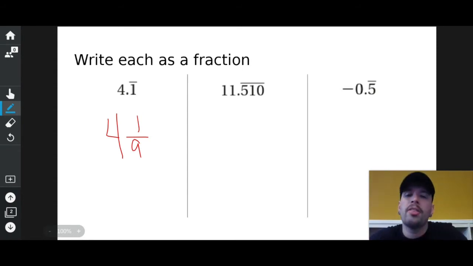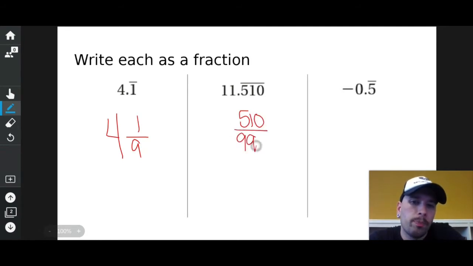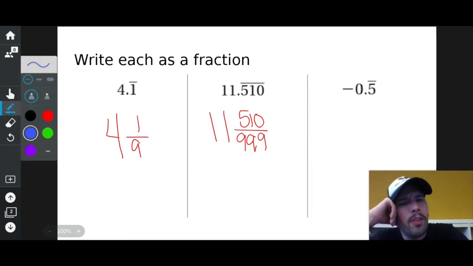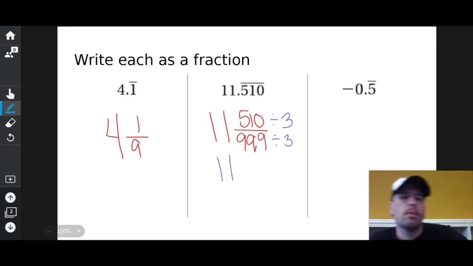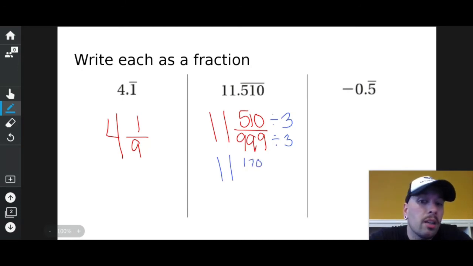Second problem, I have 0.510 repeating. That's three numbers. So I'm going to put it over three nines. Don't forget the 11 in front. Can you simplify 510 over 999? Yes. You can actually divide the top by 3 and the bottom by 3. 510 divided by 3 is 170. 999 divided by 3 is 333. Can I simplify those any further?